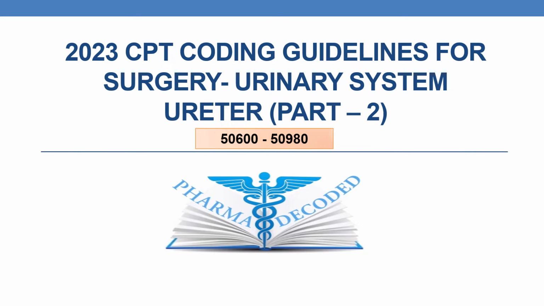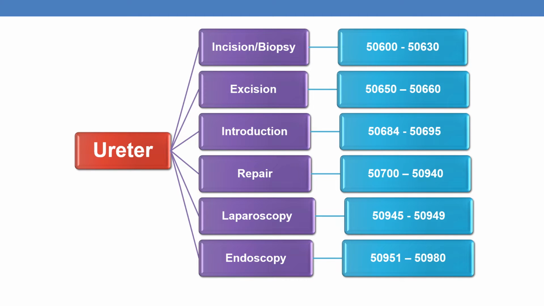Hello everyone, now let us discuss the 2023 CPT coding guidelines for surgery, urinary system, part 2. In the current session, we will be discussing the CPTs regarding the ureter, and the CPT range is 50600 to 50980. The ureter is again divided into subtopics like incision or biopsy, excision, introduction, repair, laparoscopy and endoscopy.